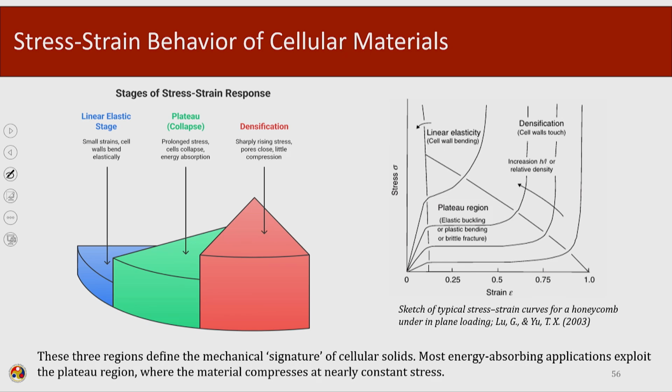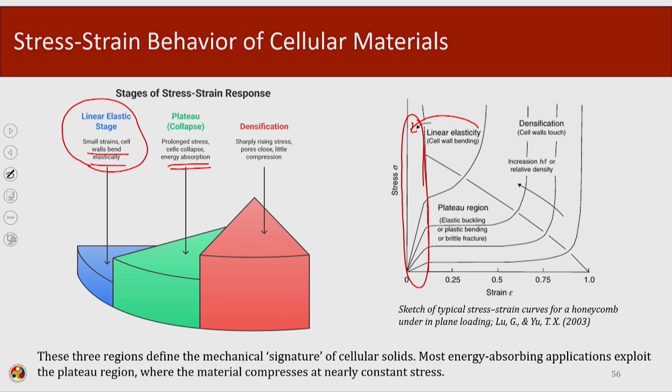The stress strain behavior of cellular materials. Okay. So, the stages of stress strain response start with the linear elastic range. What happens at small strains? The cell wall tries to bend elastically. So, this is the cell wall bending range. In this phase the cell wall starts to bend. Okay. After that what happens?